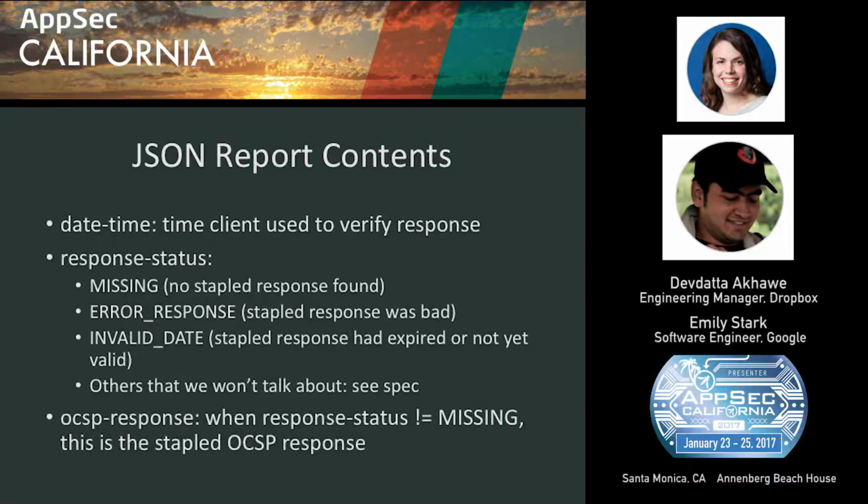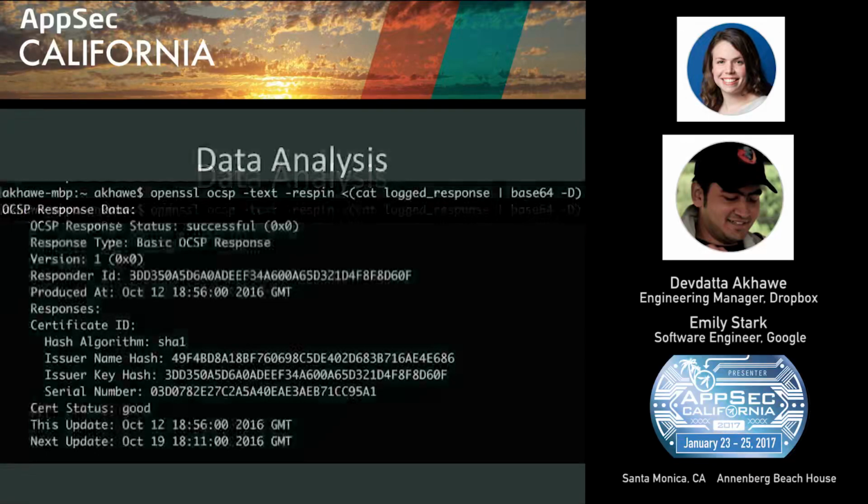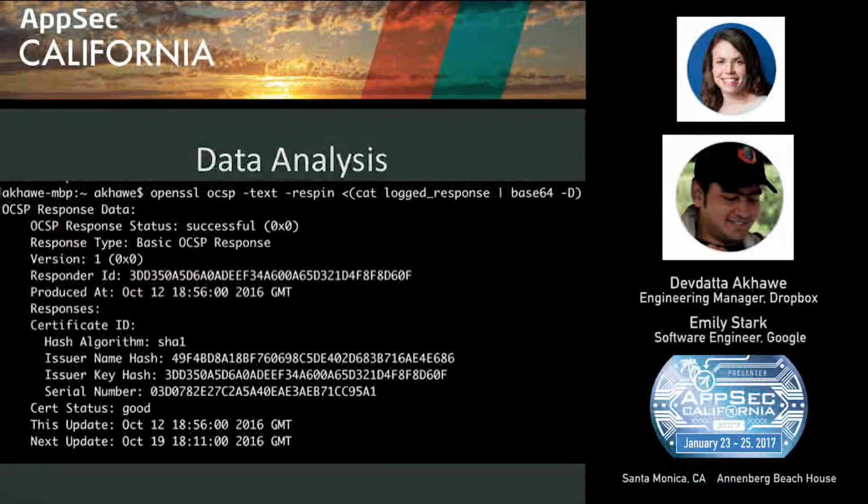And the report also includes the actual OCSP response. So, when the response status is not missing, the actual OCSP response that Chrome used for making these decisions is included in the report. Alright, so how do you do the data analysis? You run this command, openssl ocsp -text -in, with the OCSP response you got in the JSON report. It will give you this output, OCSP response status successful.